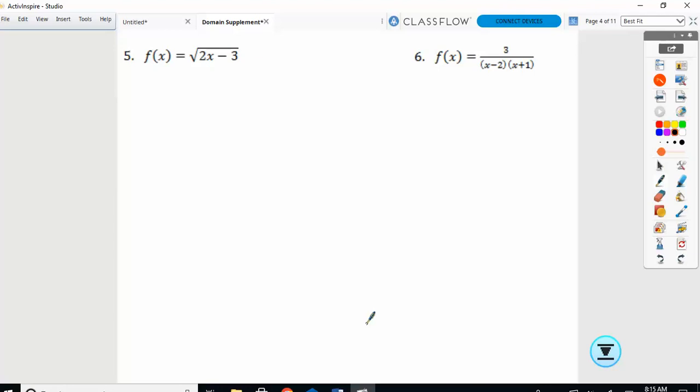Number 5. So, what would I get? So 2x minus 3 has to be greater than or equal to 0. So if we solve this, add over the 3, divide by 2. So x is greater than or equal to 3 halves. All right, so then how would I write that as an interval? Bracket 3 halves to infinity.